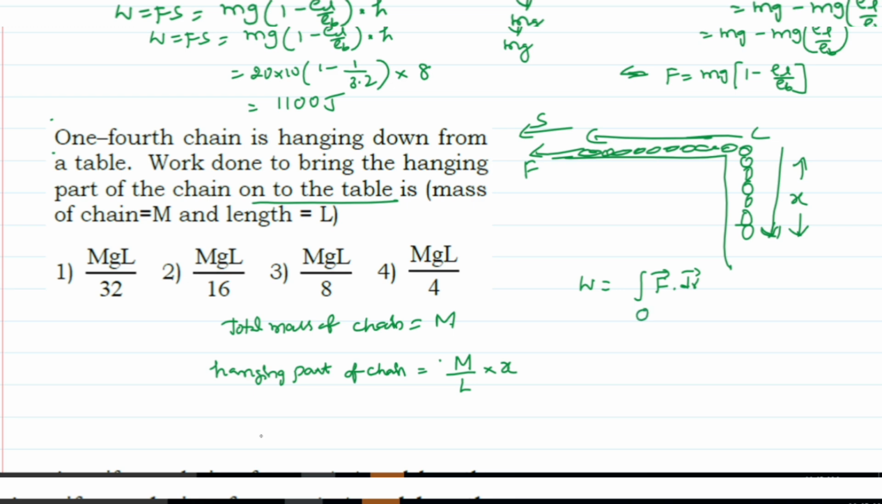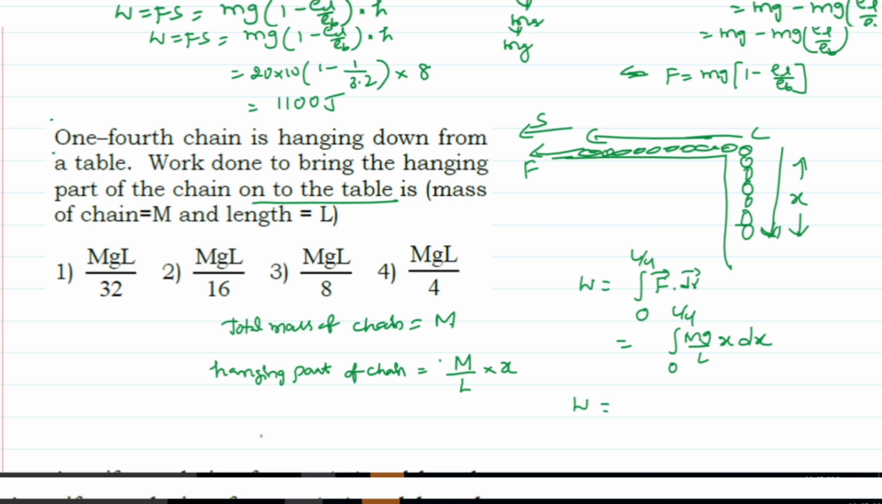So from 0 to here, you are bringing 1/4 of the hanging portion. Now you have to substitute. Force is nothing but mg, where the mass of the hanging portion is m by L into x. So that is mg by L into x, into a small displacement dx. So you are bringing it from 0 to L by 4 distance.